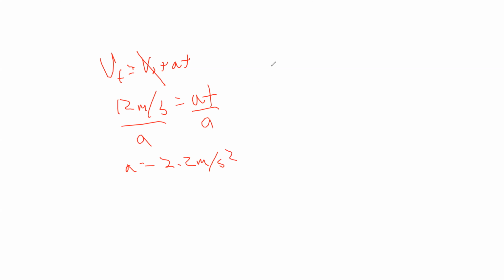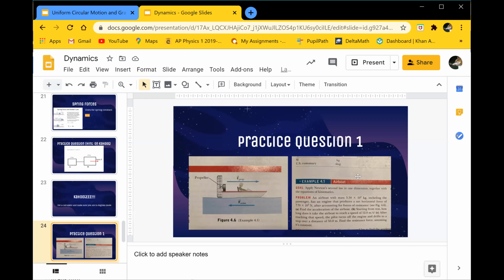So the third question is, let me just go back to the share screen. The third question is, after reaching that speed, the pilot turns off the engine and drifts to a stop over a distance of 50 meters. Find the resistance force, assuming it's constant. So after the pilot turns off the engine, the engine itself is not producing any force, right? So the only force is your resistance force, right?